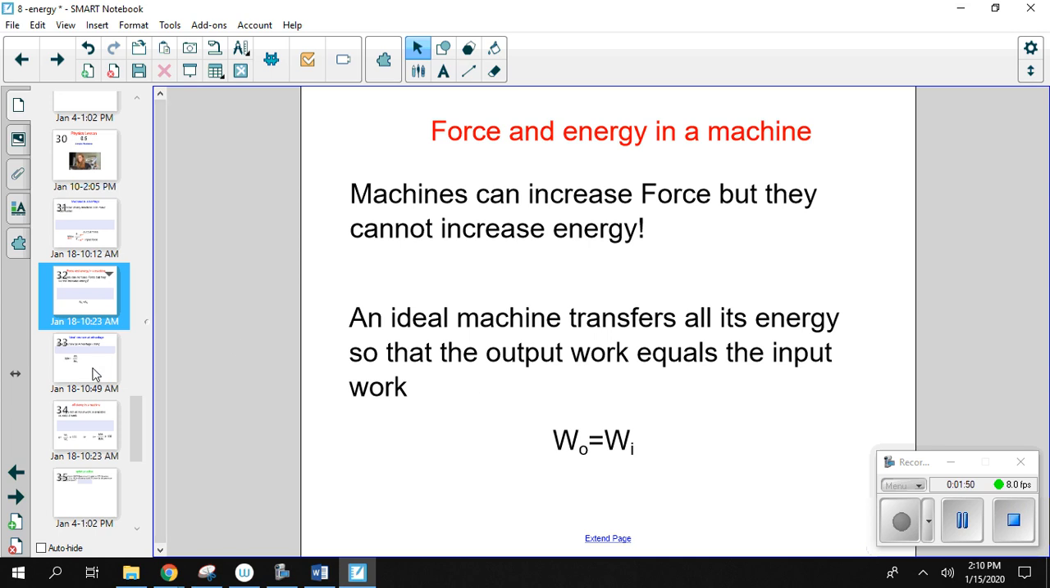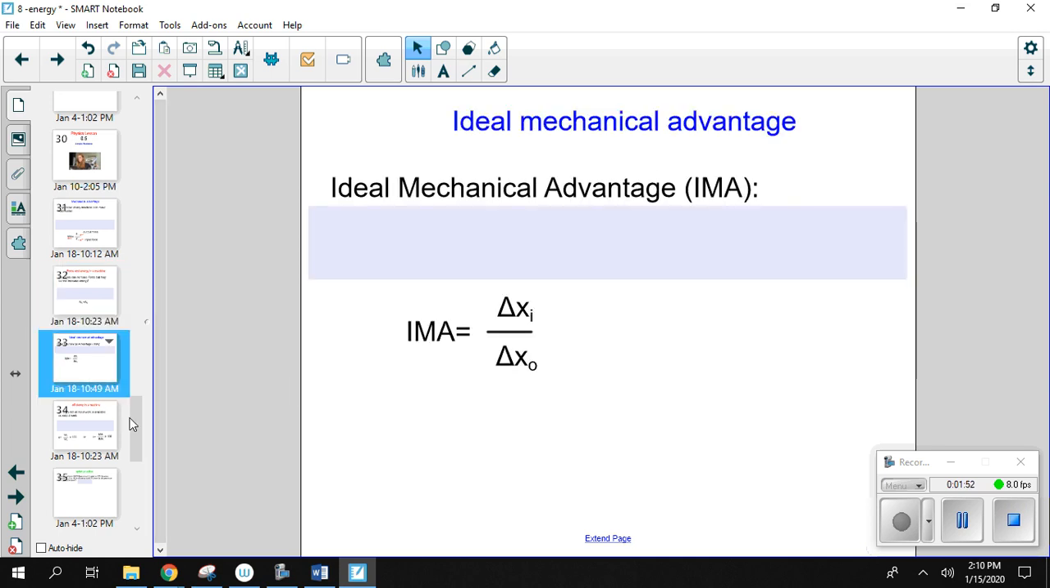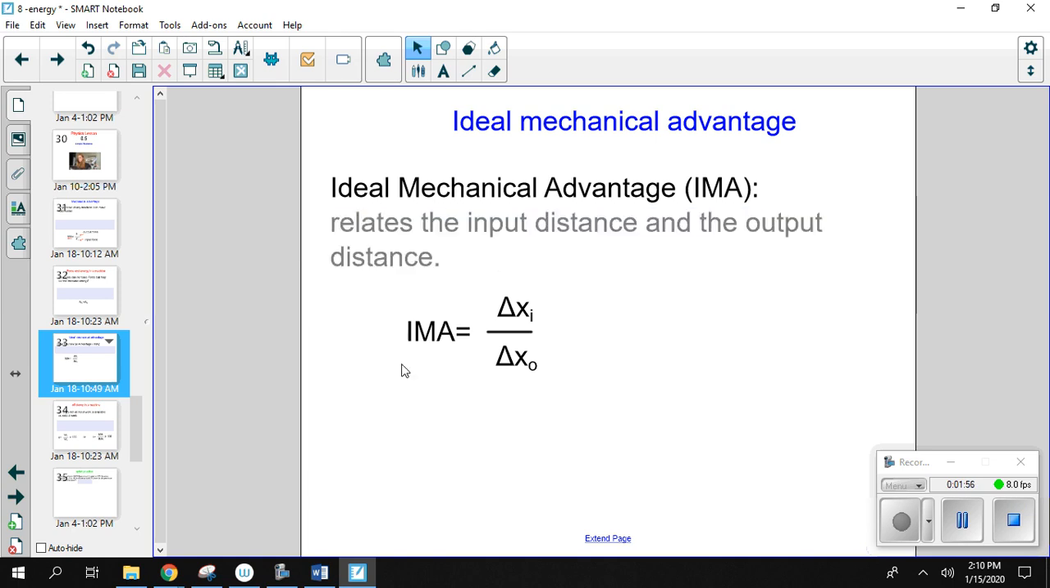The problem is machines aren't efficient. So we're going to have to take another ratio. The way that we can take this is our input distance versus our output distance, and that's going to be our ideal mechanical advantage. So the closer that is to 1, the better.